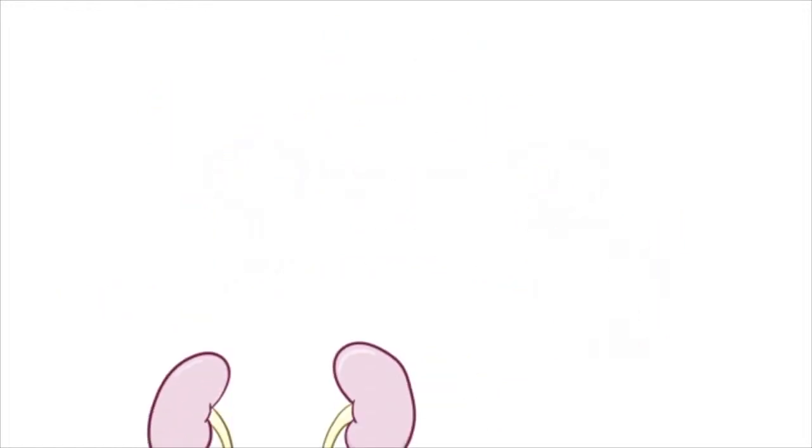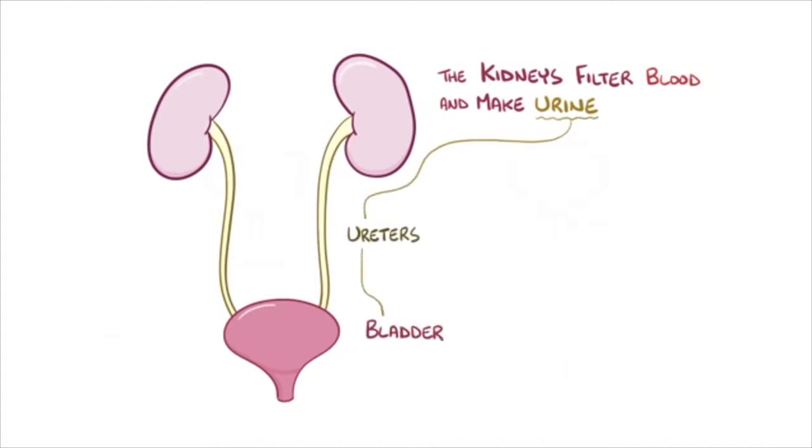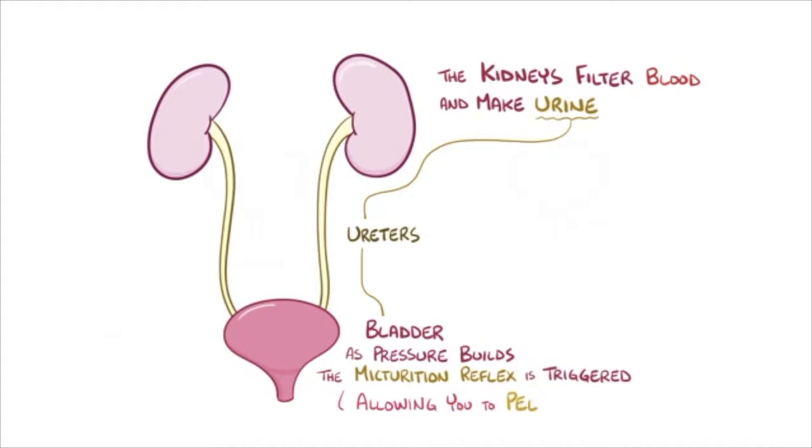Alright, as a quick recap, the kidney's main function is to filter all of the body's blood about 30 times a day, and to produce urine. The urine passes down through the ureters and into the bladder. As the urine collects in the bladder, it increases the pressure on the bladder wall and the micturition reflex is triggered. This allows the urine to flow through the urethra and out the body.